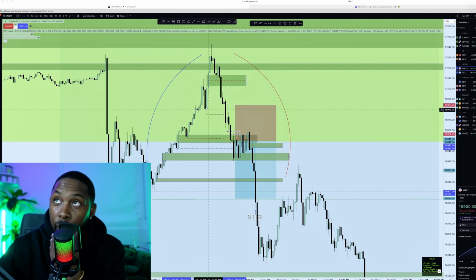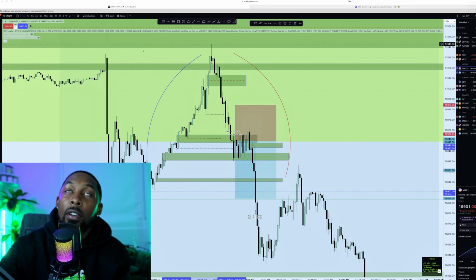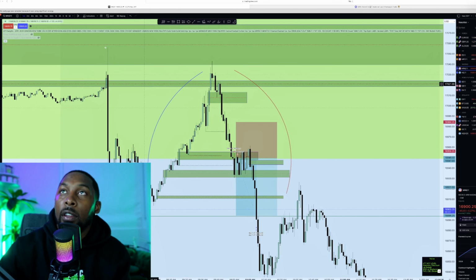And I don't really see this as a breaker because this didn't take the high up here. The high is still way up here, right? If this right here would have taken this high and then came down, broke this low and then came back, now it's okay, it's a breaker.